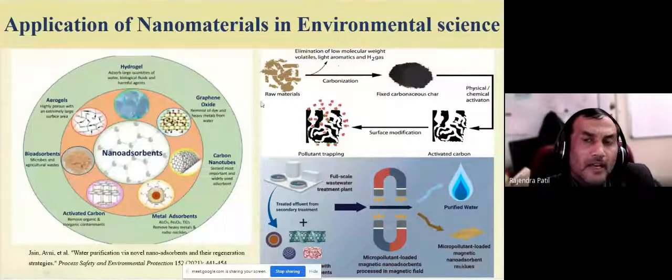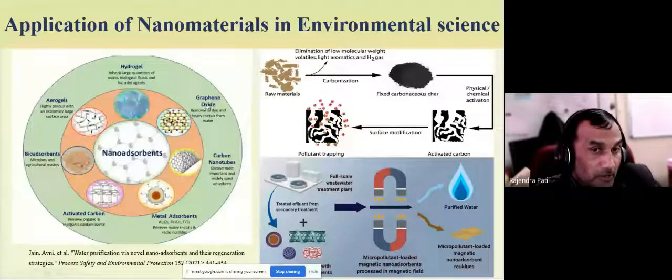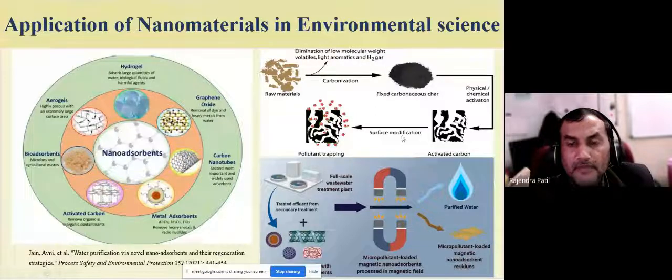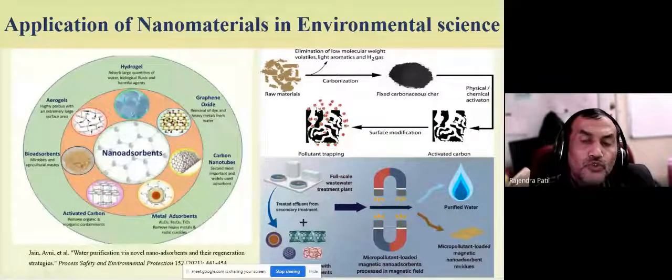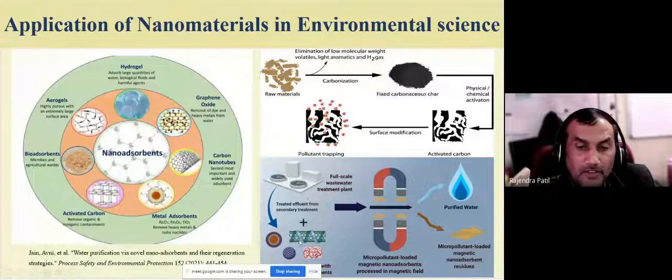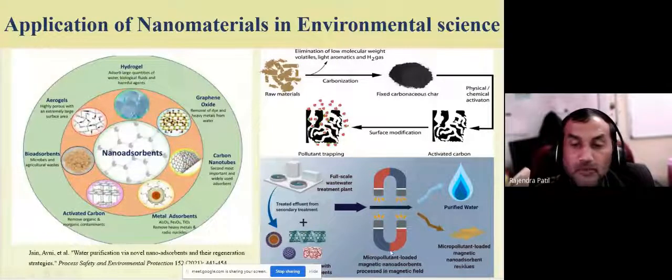So in environmental science, hydrogels, graphene oxide, carbon nanotubes, metal nanomaterial, activated carbon, and graphene oxide sheets are highly used to remediate environmental pollution. Activated carbon is prepared by carbonizing the raw material, and that carbonized raw material is packed and used to absorb metal and various organic pollutants.